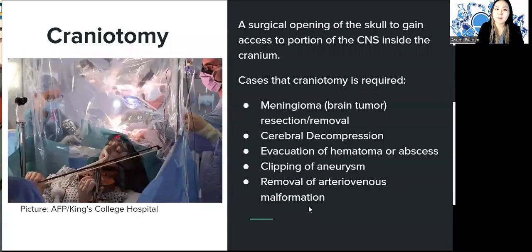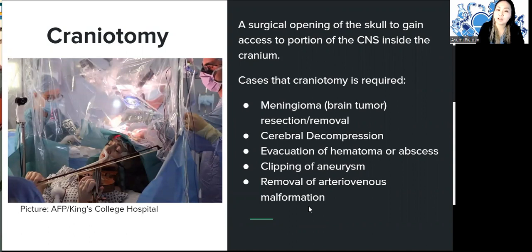So now let's talk about craniotomy. Craniotomy is a surgical opening of a skull. Remember, crani, cranium, otomy, surgical incision, right? Surgical opening of the skull to gain access to a portion of the central nervous system inside the cranium.